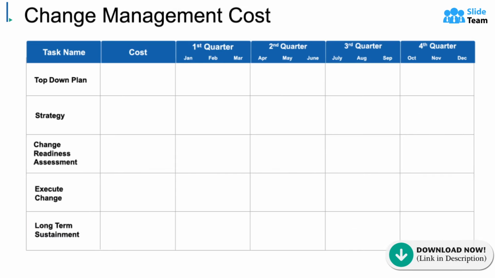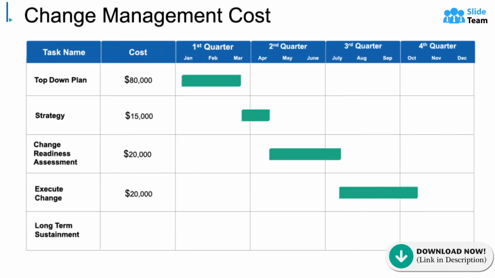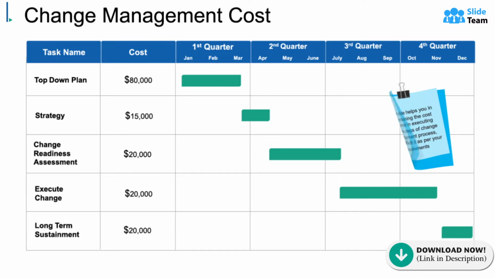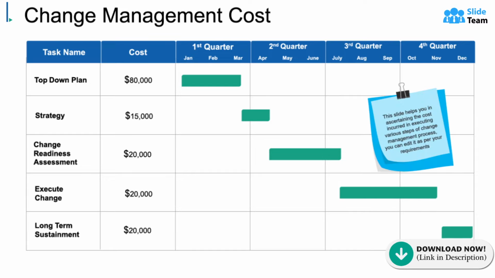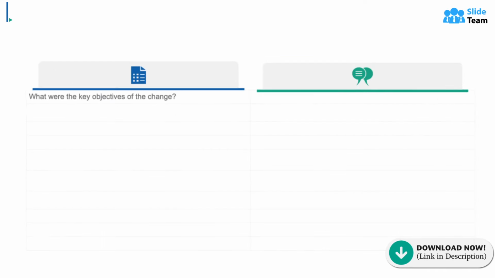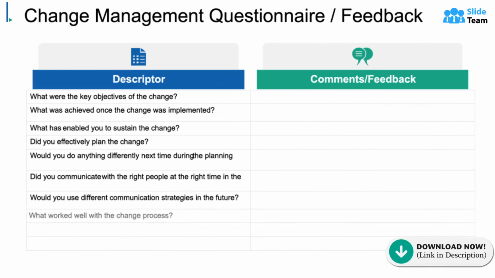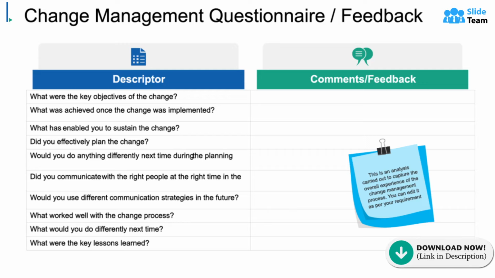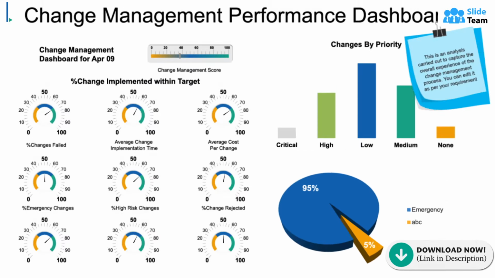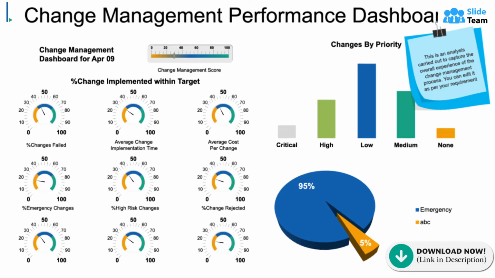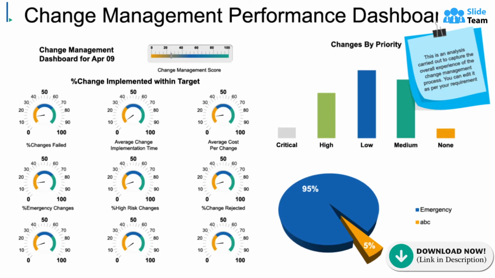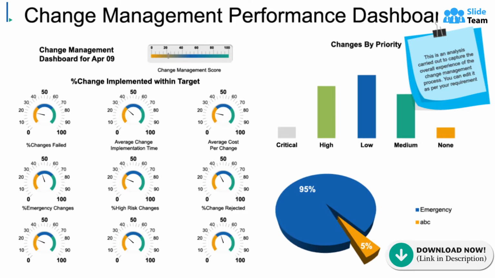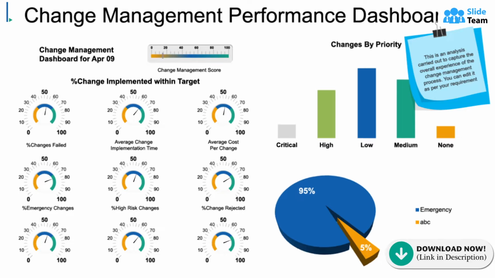Always execute your transformation journey with a detailed budget plan to avoid unforeseen expenses. This is how you should plan for the cost of change in a professional manner. Once the change is implemented, invite feedback from employees and evaluate the success of your change management effort. You must use a dashboard like this to measure the performance of your change management strategies. You can find such captivating visuals only in this content-ready sample.